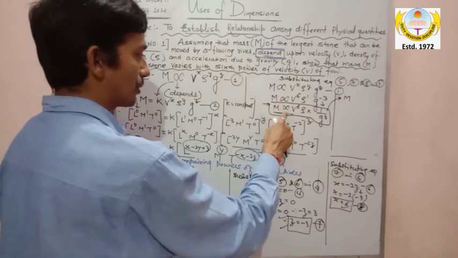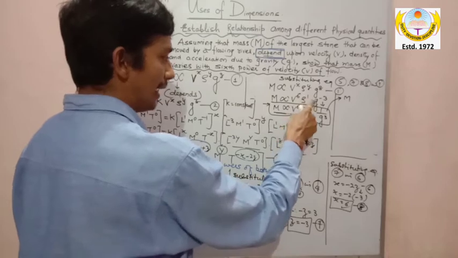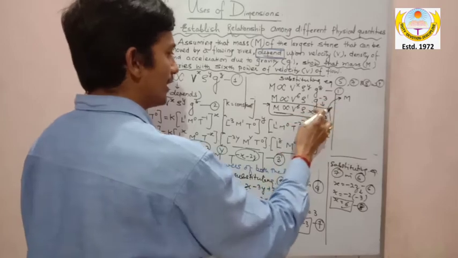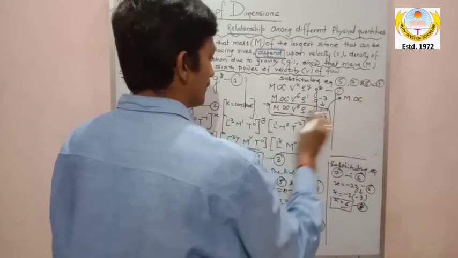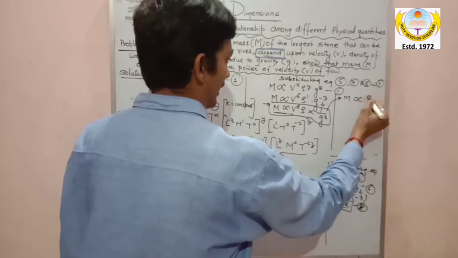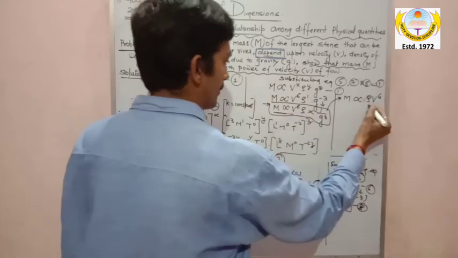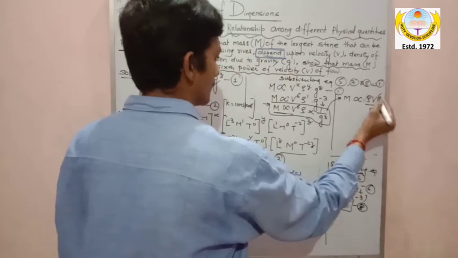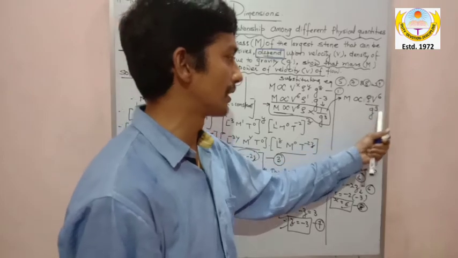m varies as v power 6, rho power 1, and this is into, g power minus 3 can be written as 1 upon g power 3. So now in the right order we should write rho v power 6 divided by g cube. m is directly proportional to rho v power 6 upon g cube.